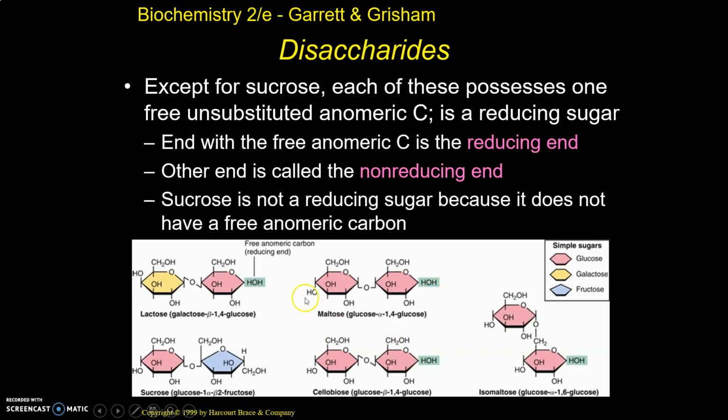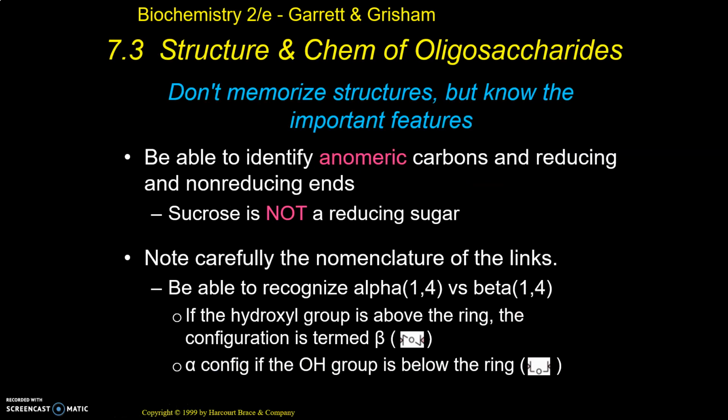And in all of these structures, the other end is the non-reducing end. So this isn't really where the chemistry is going to be happening. What's interesting about sucrose is that sucrose is not a reducing sugar, right? It's not a reducing sugar because it doesn't have a free anomeric carbon here. So sucrose is very different from all of your other sugars.